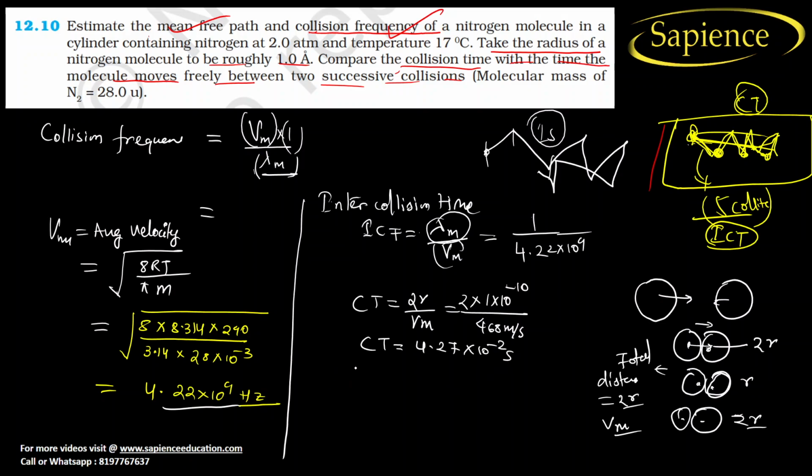Now we need to compare the intercollision time and collision time. So we have to find the ratio. How will you find the ratio? This will be ICT divided by CT. ICT is 1 by 4.22 into 10 to the power 9, divided by the collision time, 4.7 into 10 to the power minus 2 second. When we calculate this, we will get 550 times. So the ratio will become 550 times. It is minus 12. See here, it is minus 12, not minus 2. It will be minus 12 only.